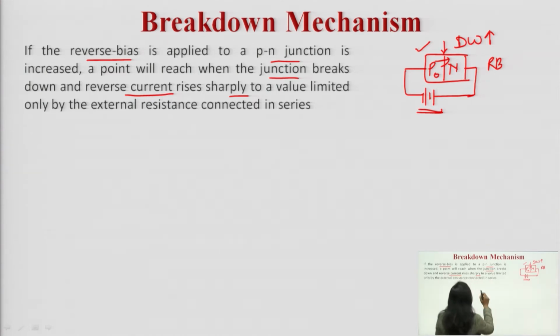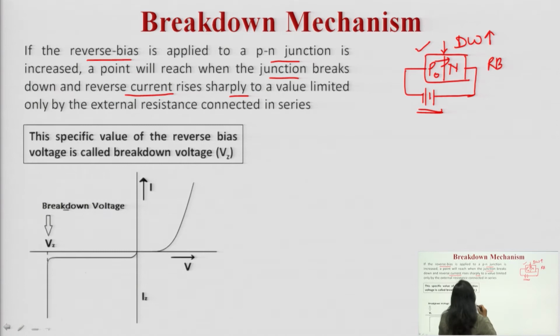So, you must remember this particular point. When the breakdown occurs, there is a sharp increase in the current, and that particular value of voltage where breakdown occurs is known as the breakdown voltage. See, as I have told you, in case of the Zener diode, the specific value of this reverse bias voltage is known as the breakdown voltage.